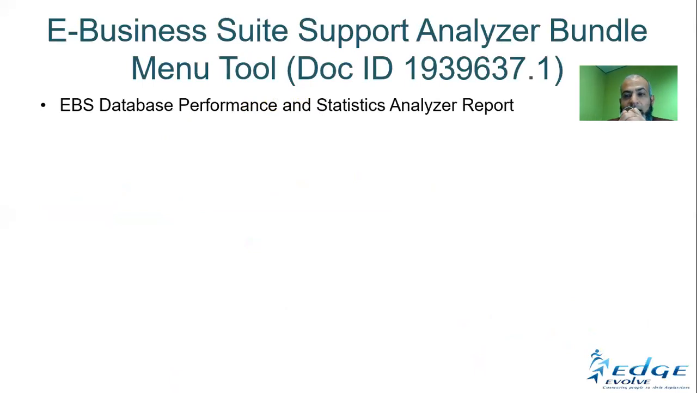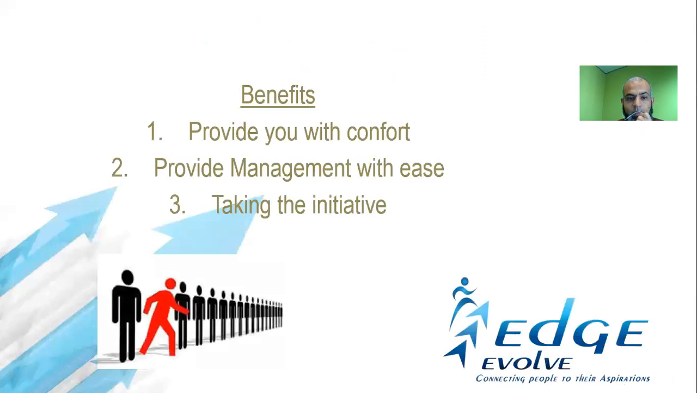So what I normally use, and what is available at Oracle, and which you must upload with every SR that you log, is called the Oracle E-Business Suite Support Analyzer Bundle Menu Tool. We're going to go through various options in the tool, but for now we'll use the EBS Database and Performance Statistics Analyzer Report.